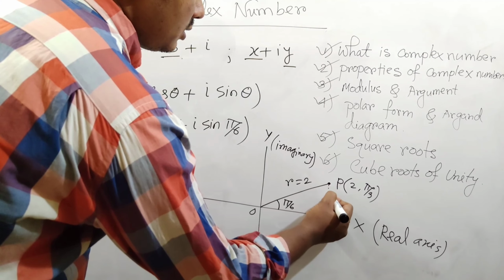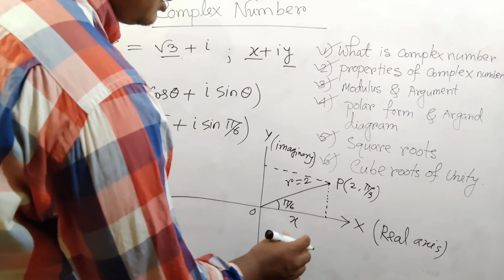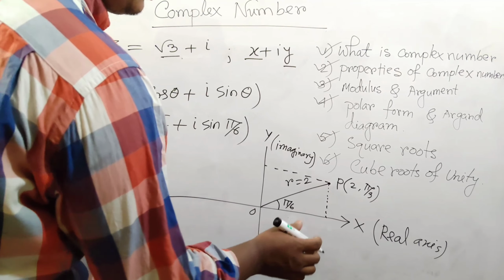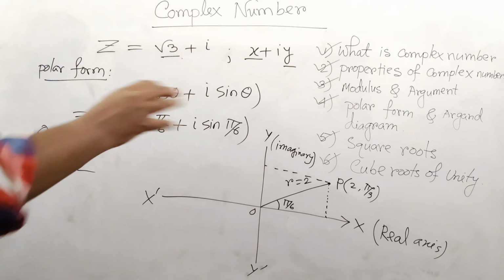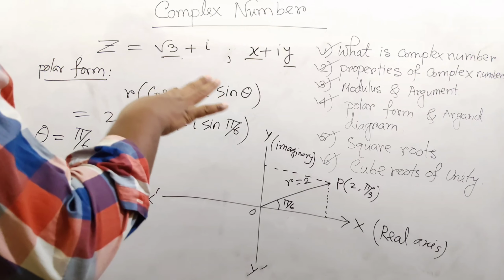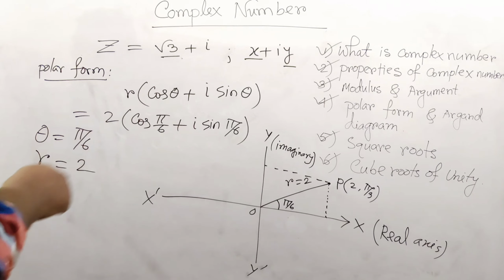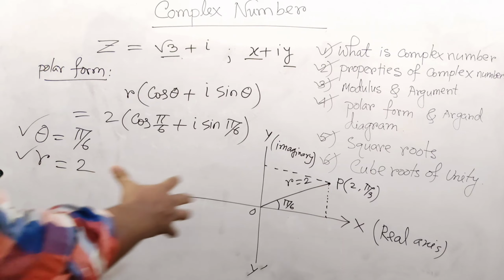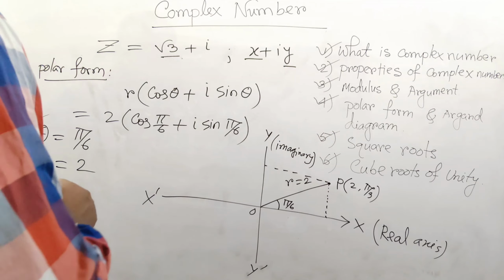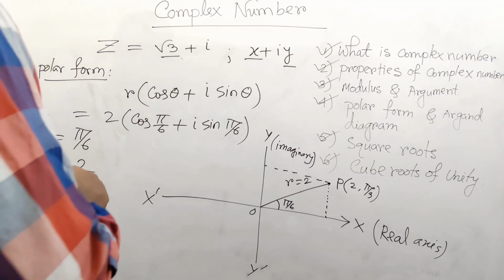Now you can draw a perpendicular line here. So this is the Argand diagram of this given complex number. If any question asks you to draw an Argand diagram, first you need to find the angle theta, and also the modulus r. Then you can easily draw any complex number in the Argand diagram. This is so important in most exams. These are common questions.